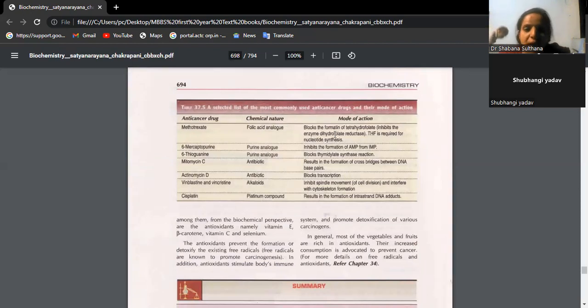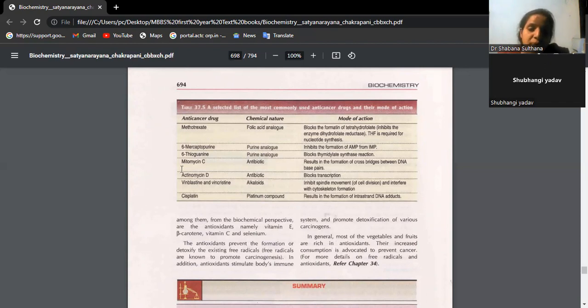So, these are the anti-cancer drugs we have. Like methotrexate, which is a folic acid analog. It blocks the formation of tetrahydrofolate, that means one carbon metabolism is being blocked, beta. As long as carbon is available, cells will nicely multiply, no? So like that, we are just trying to prevent the cell cycle. We are trying to prevent it so that purines are not made available.